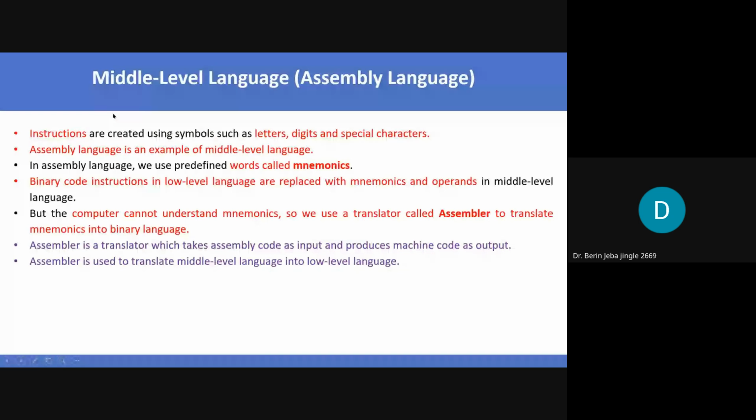Instructions are written using symbols or letters, digits, special characters, etc. In assembly level language, these words are called mnemonics.